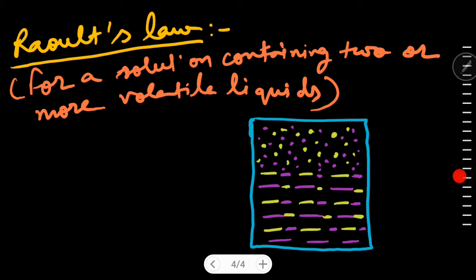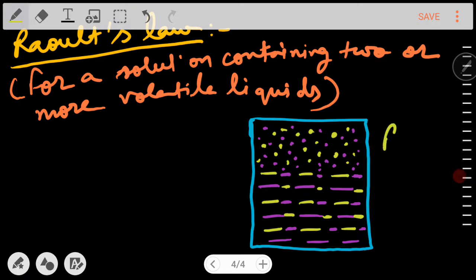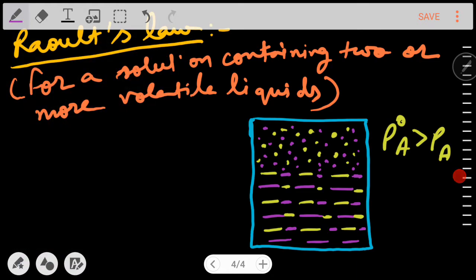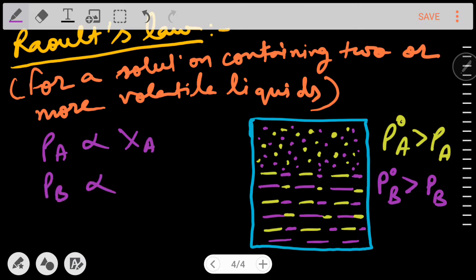Now, suppose the vapor pressure of the A component in the pure state is P naught A, and the vapor pressure of A component in the solution is PA, then PA will be less than P naught A. Similarly, if P naught B is the vapor pressure of B component in the pure state and PB is the vapor pressure of B component in the solution, then PB will be less than P naught B, and PA will be proportional to XA, whereas PB will be proportional to XB.